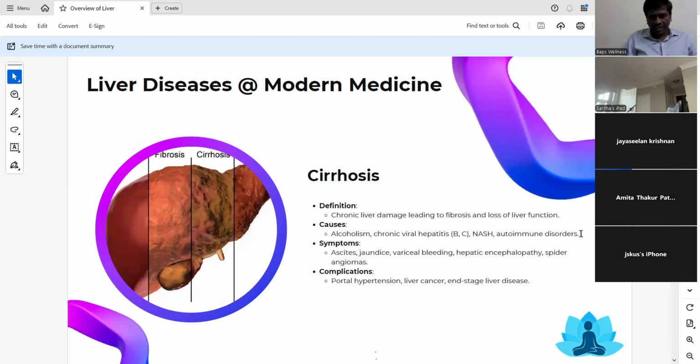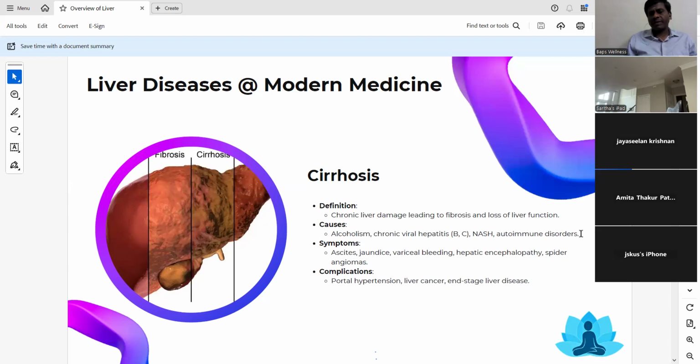The symptoms commonly in the cirrhosis stage: ascites will be there. That means fluid accumulation in the abdomen, so the stomach will be enlarged with the fluid. That is invariably common with all the cirrhosis patients; patients with severely damaged livers will have ascites.